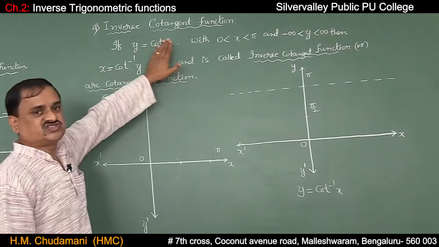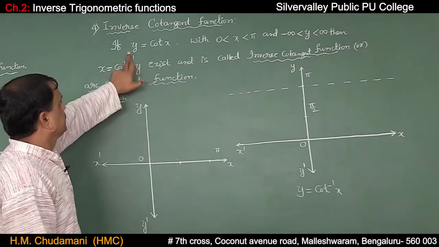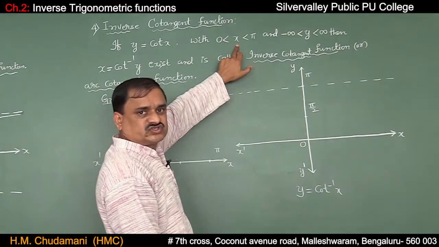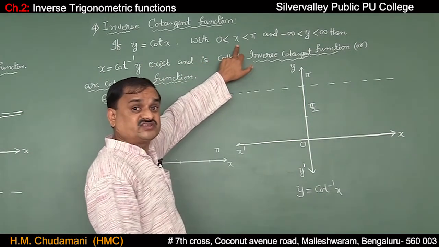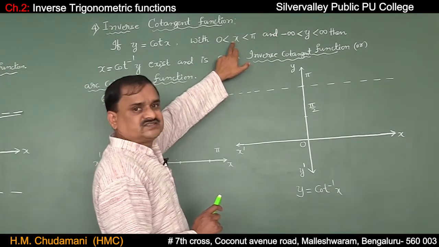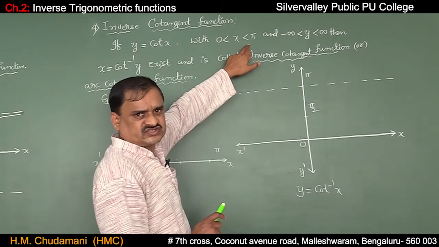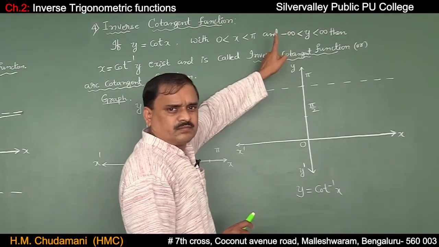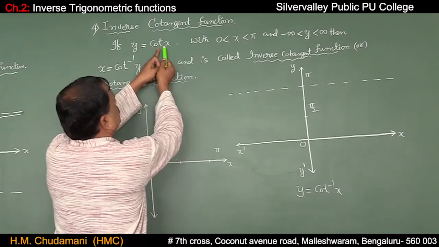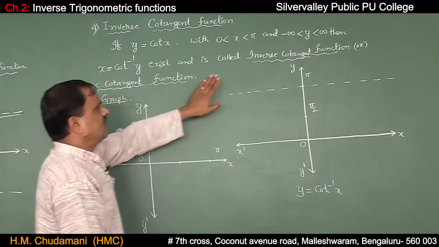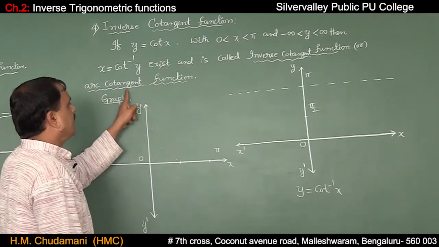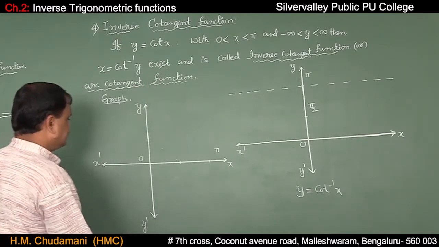Fourth one, inverse cotangent function. Definition: if y equals cot x with x belongs to the open interval 0 comma pi, whereas cos x is the closed interval 0 comma pi. Please note it. That is x greater than 0 and x less than pi, whereas y greater than minus infinity and less than plus infinity, then x is equal to cot inverse y. It exists and is called the inverse cotangent function or arc cotangent function. Let us see the graph.